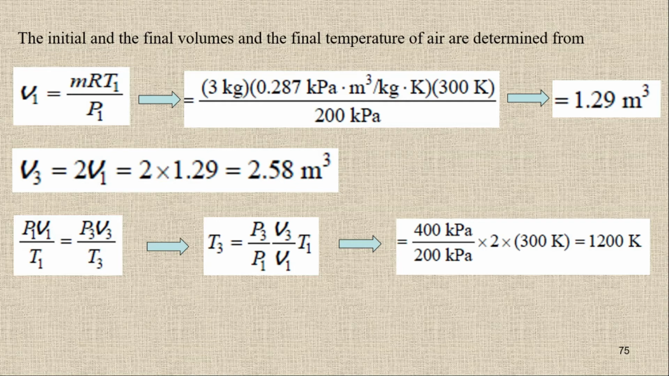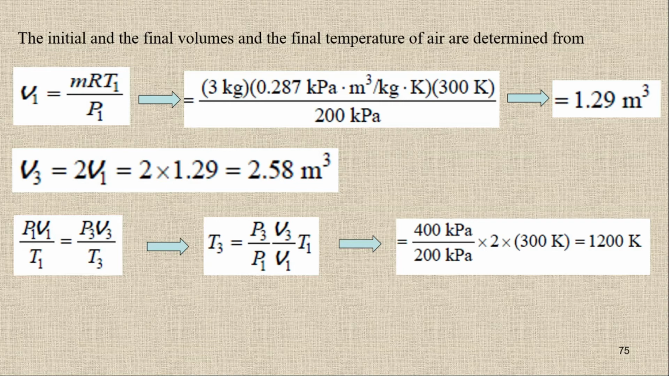Now we have to find T3. Simply using this equation, P1 V1 upon T1 is equal to P3 V3 upon T3, or we can use PV is equal to MRT, because we know P3, we know V3, and we even know the mass and the R value. With the help of the same equation, PV is equal to MRT, I can find the value of T3. It's up to you whether you use this one or PV is equal to MRT; it will be like P3 V3 equal to MRT3. With either this one or the basic equation, you can find the value of T3, and you will get T3 equal to 1200 Kelvin. So we know the properties at point number 1 and point number 3.